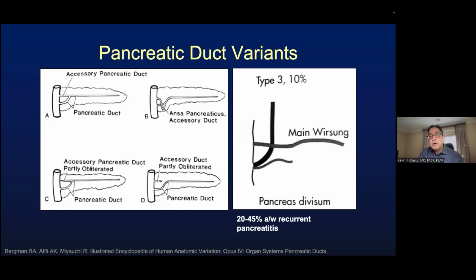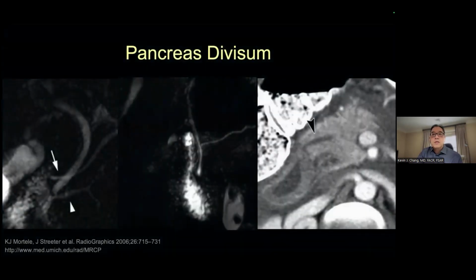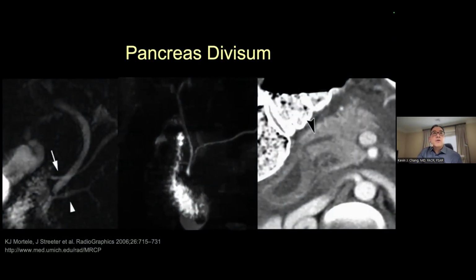Not all pancreas divisum. In fact, most pancreas divisum cases are not associated with recurrent pancreatitis, but a minority are. Literature says 20 to 45%. I think that may be on the higher side, as we increasingly recognize how common pancreas divisum is. But this is a variant that you can see in 10% of individuals. And then when the accessory duct is tortuous, some people call this an ansa pancreaticus. I'm not sure if it's of that much clinical relevance, but it's just an interesting finding to see with a name.